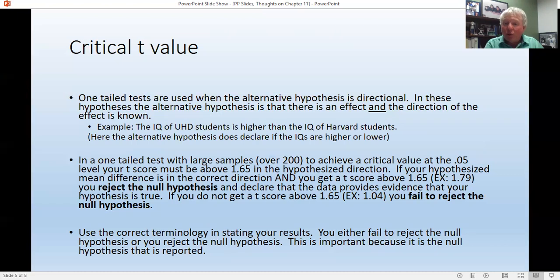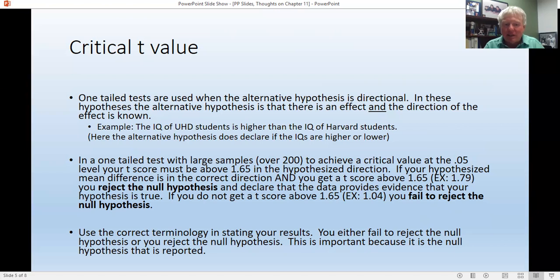In a one-tail test with large samples over 200, to achieve a critical value at the 0.05 level, your t-score simply needs to be above 1.65, okay? It doesn't need to be below anything. Anything below 1.65, no matter how low it is, fails to reject the null hypothesis. But if the t-score that you get in your statistical analysis is above 1.65, you can say we're going to reject the null hypothesis and our alternative hypothesis is supported by the evidence, okay?